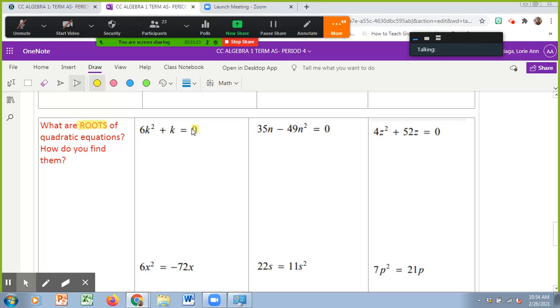If you think of a tree, a tree is rooted to the ground, right? So ground, zero. Roots are numbers that make an equation equal to zero, and that's what we're going to look for. It's just a fancy name for solutions. Solutions are the same thing as roots. Sometimes we call them zeros.